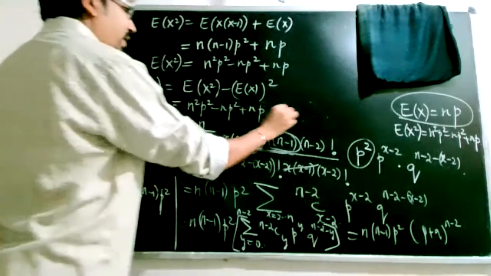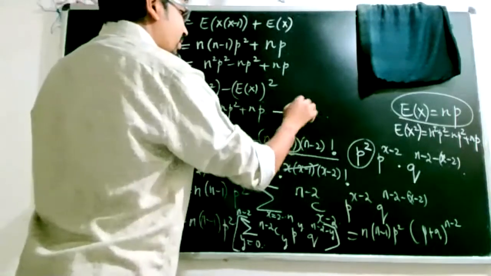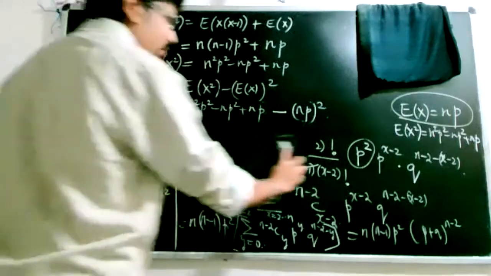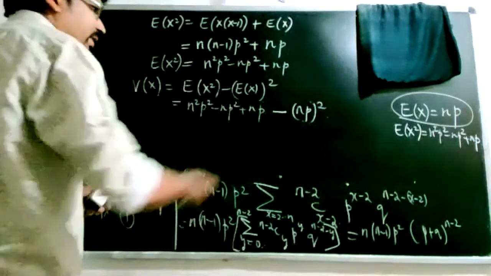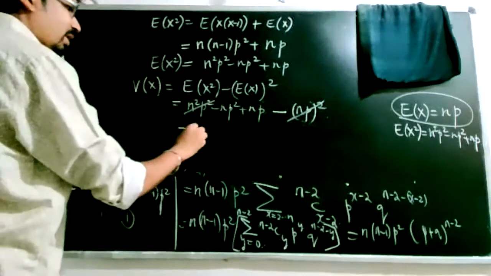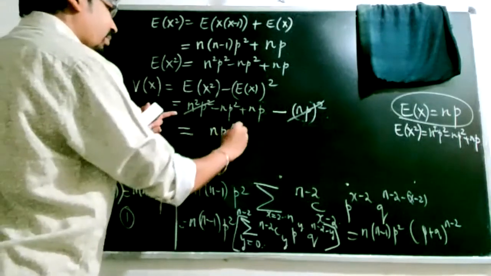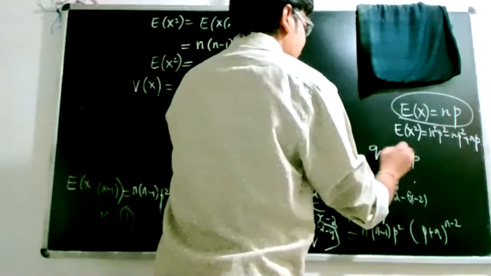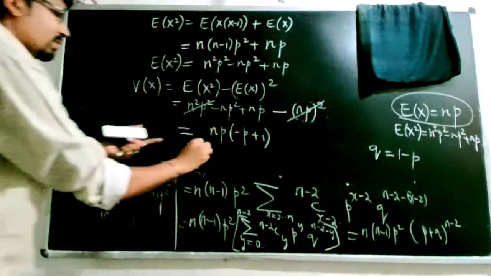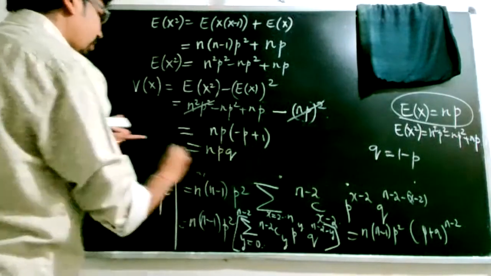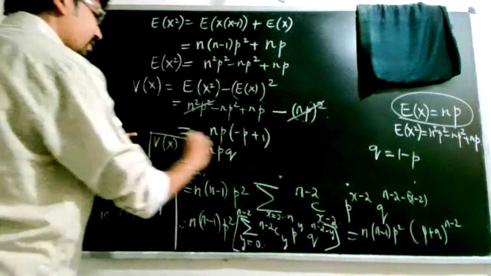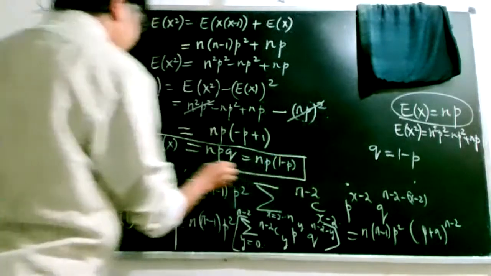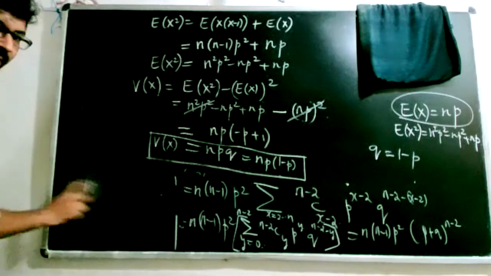So this is E of x square minus E of x whole square. E of x whole square is np whole square, which is nothing but n square into p square. So that cancels with the first term, and in the remaining terms, if you take np common, you'll get np into minus p plus 1. Now q is defined as 1 minus p. It is nothing but minus p plus 1. So this is equal to npq, or np into 1 minus p. That is the variance of the binomial distribution.